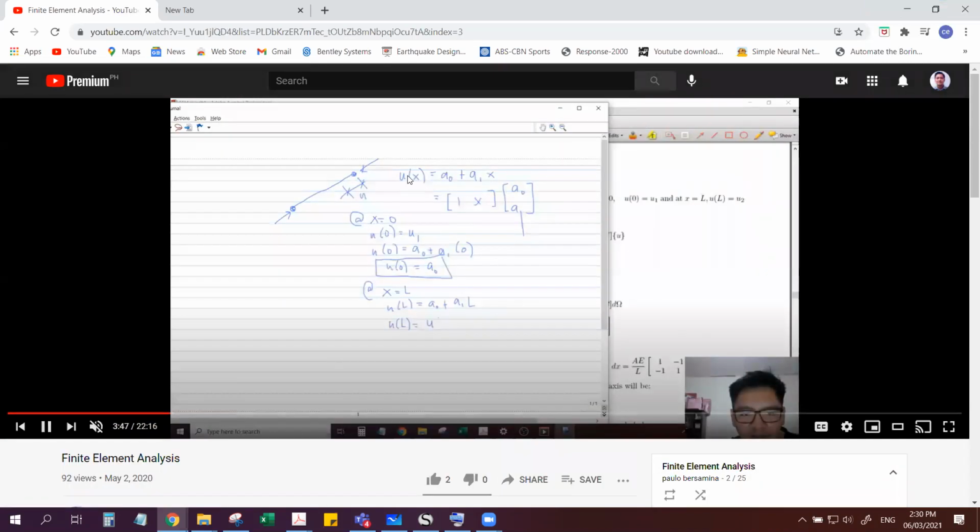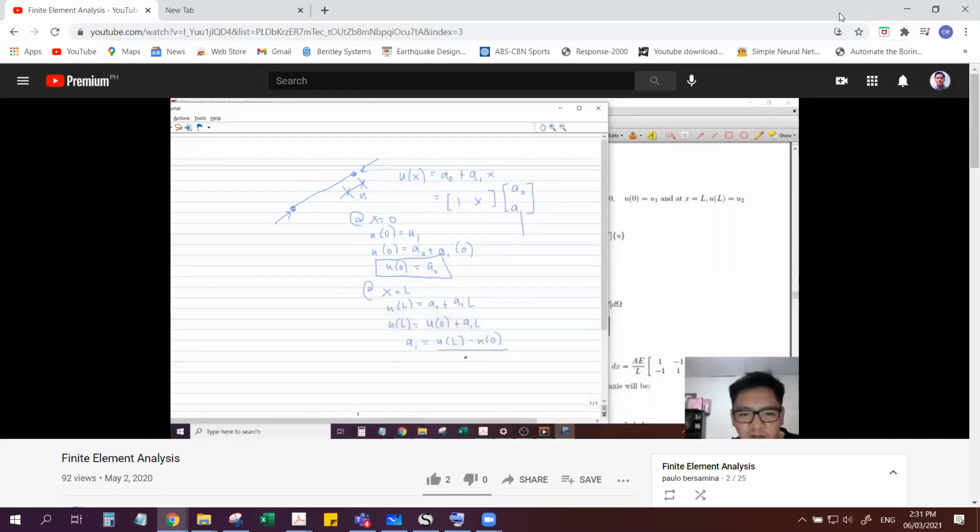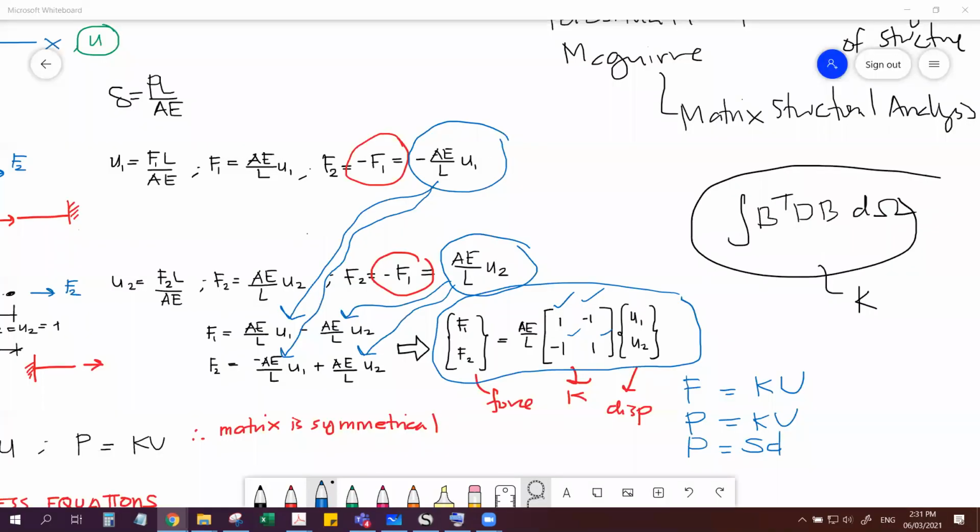Yeah. Okay. So using finite element formulation, by assuming a shape function of the deformation using a two-term polynomial equation, a0 plus a1x. Okay, so that's how you do that in finite element formulation.